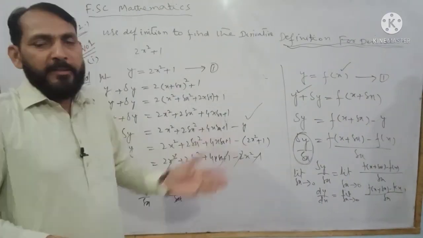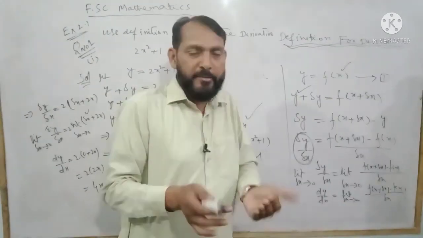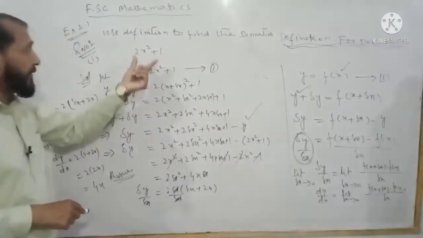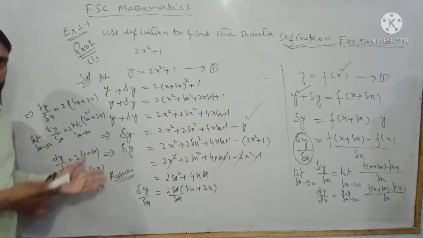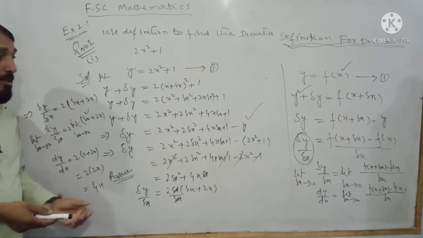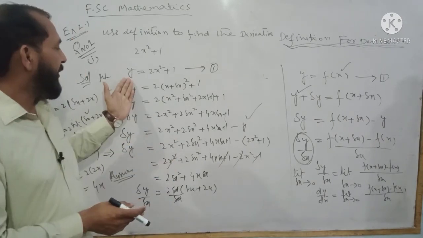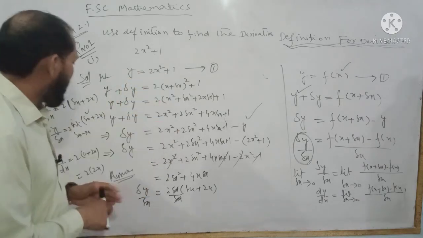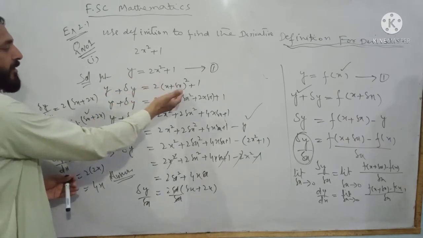Now you learn this method of using the definition for the derivative in this exercise. We use this and find the derivative of this function is 4x. This is the question and this is the answer. Okay, I can repeat again. In this first step we take y as 2x square plus 1, and now we have y change to del y and x change to del x.